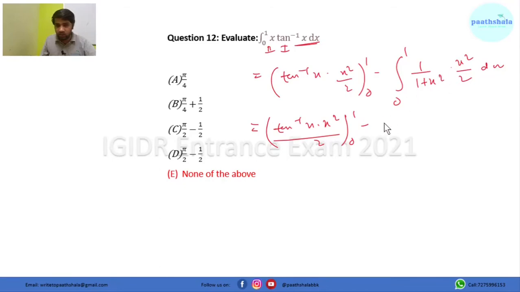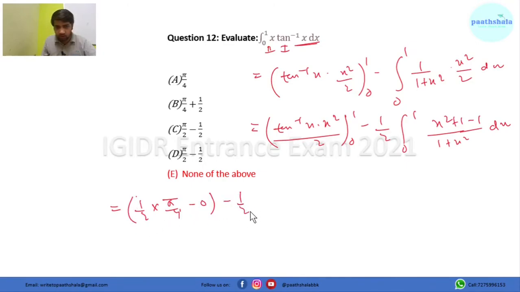Here when you integrate this, this will become 1 by 2, 0 to 1, x square upon 1 plus x square, adding 1 and subtracting 1, dx. So finally, when you put the limit in the first part, if you put limit 1 here, this will be tan inverse 1, that is pi by 4, and 1 by 2. So this is 1 by 2 into pi by 4. When you put 0, this will be 0 and half.